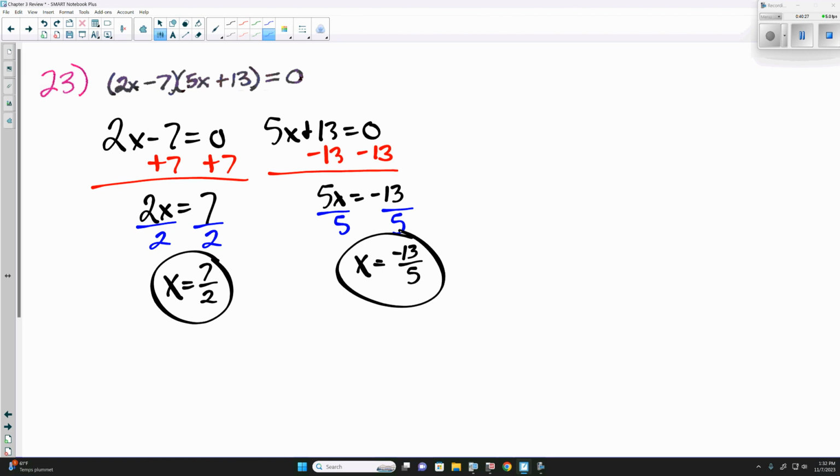Because again, I put at least one of those on the test to kind of be nice. It's already factored. All you had to do was set each part equal to 0 and solve. Apparently it confused everybody. But any questions on any of this so far? Okay.